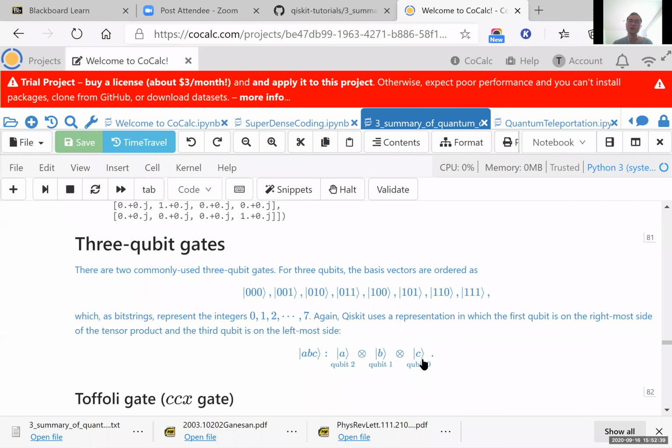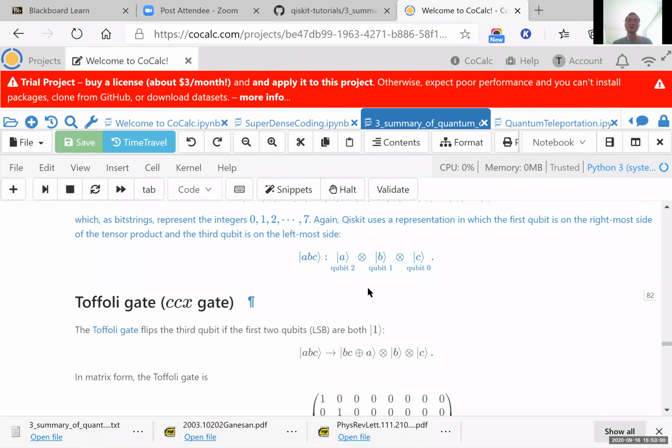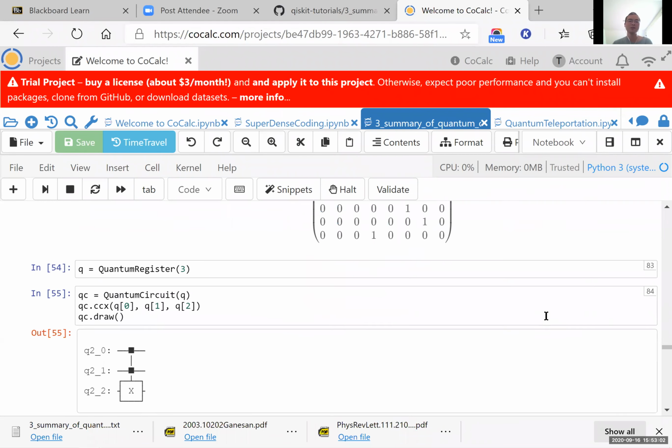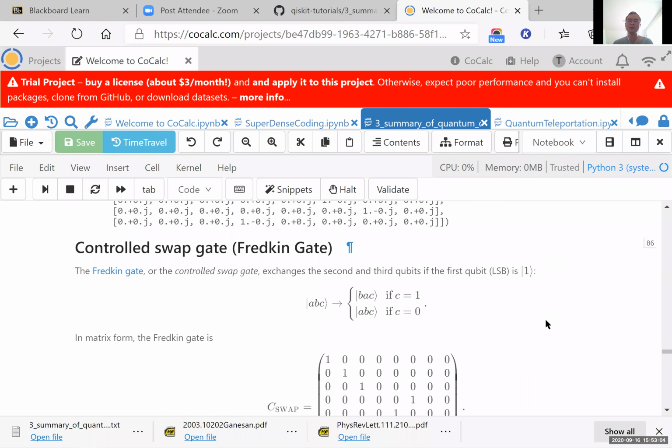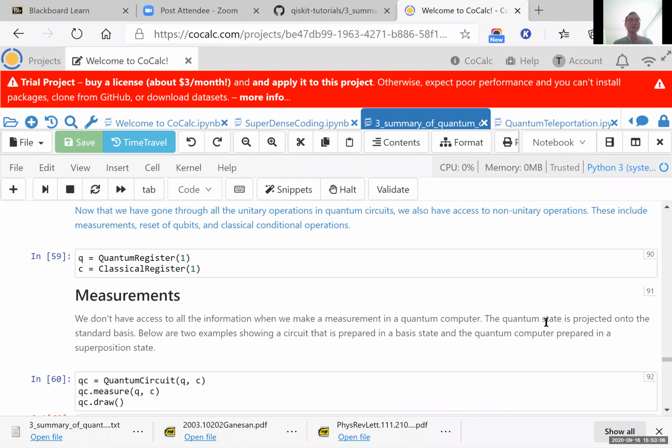So they would use qubit 0 at the far right, and the highest qubit number would be at the far left. So that's how they would label. But most of us, including the books, label qubit 0, 1, 2 in the reverse way. But in Qiskit, there's a way you can reverse the circuit. So that's not really a big issue, but just need to be aware.